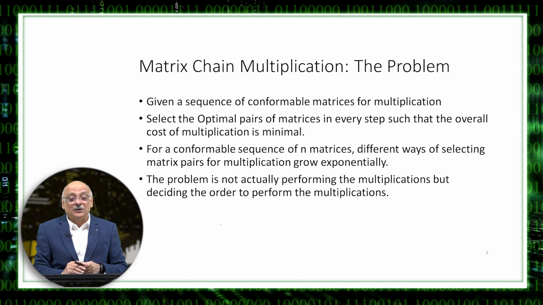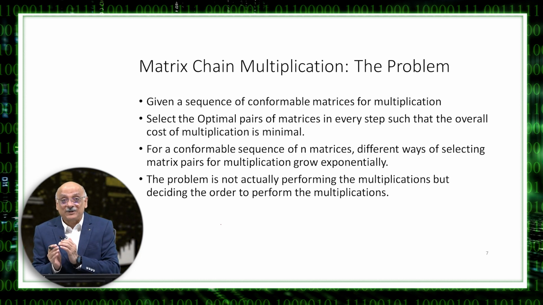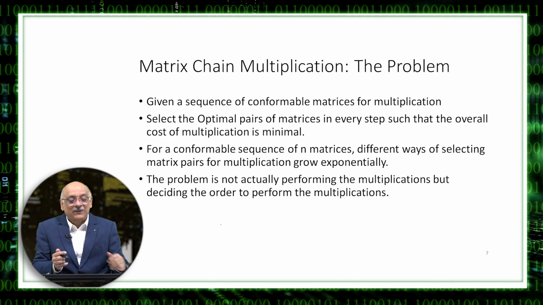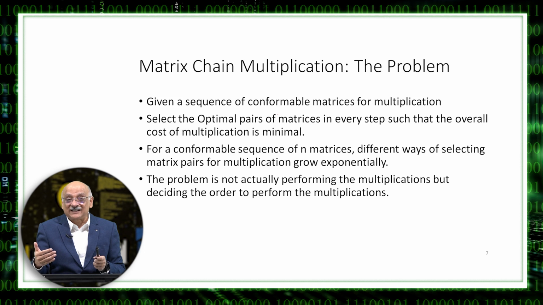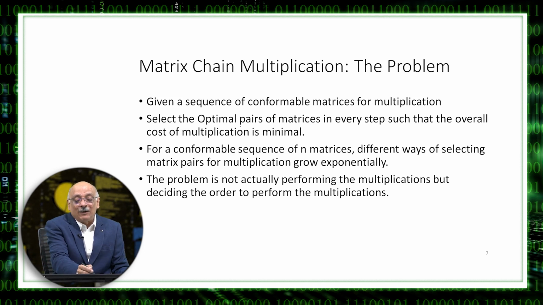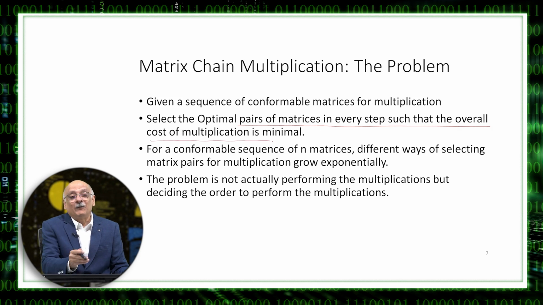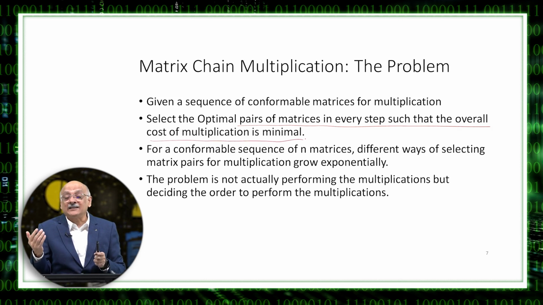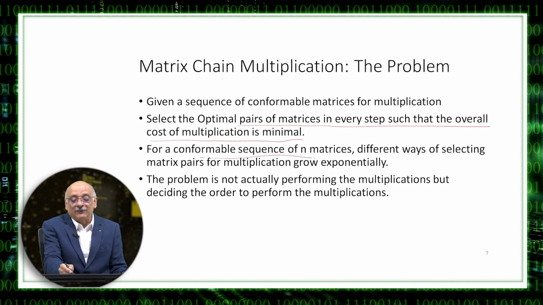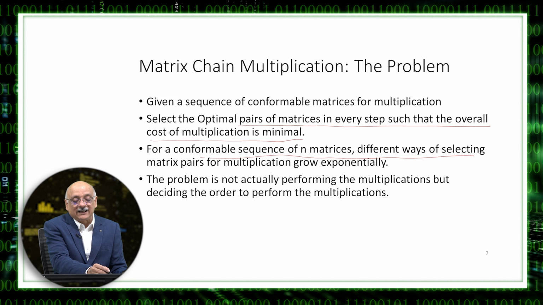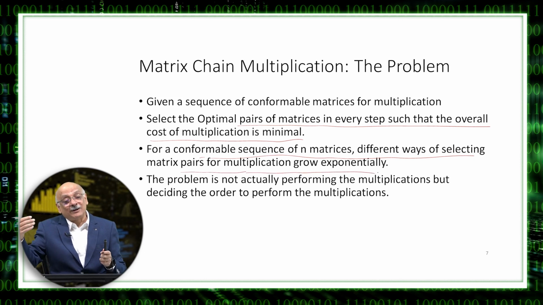Alright, so matrix chain multiplication is a very important problem. This particular point proves that. Okay, so given a sequence of conformable matrices for multiplication, select the optimum pair of matrices in every step so that overall cost of multiplication is minimal. Okay. So for a conformable sequence of n matrices, the different ways of selecting matrices for multiplying grow exponentially as the number of matrices grows.